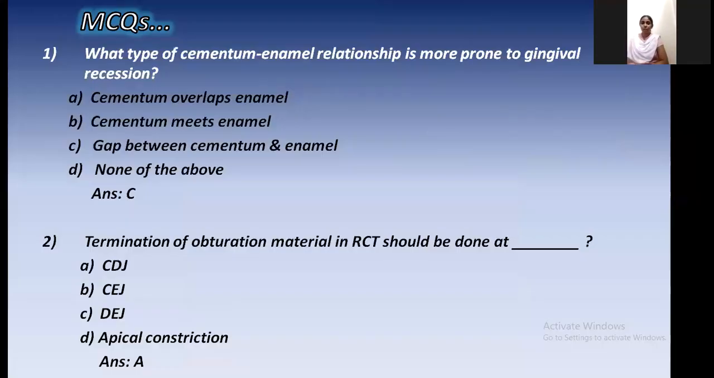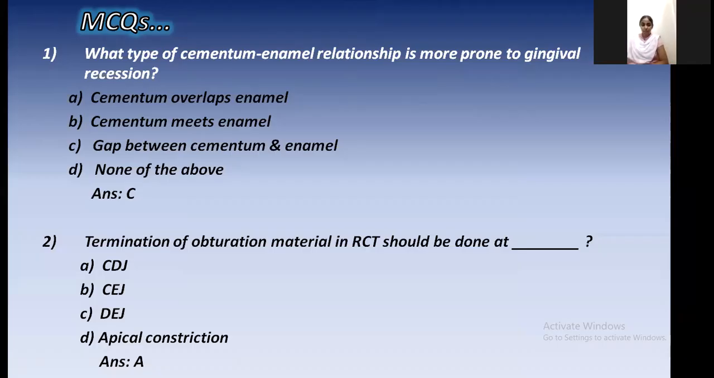Moving on to MCQs. What type of cementum enamel relationship is more prone to gingival recession? Option A, cementum overlaps enamel. Option B, cementum meets enamel. Option C, gap between cementum and enamel. And option D, none of the above. Answer is option C. There is a gap between cementum and enamel. Only in that type of relationship, it is more prone to gingival recession.